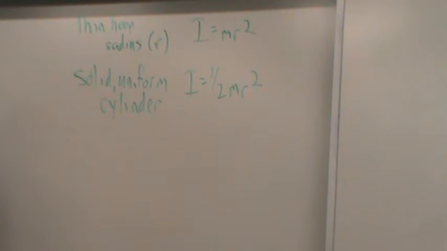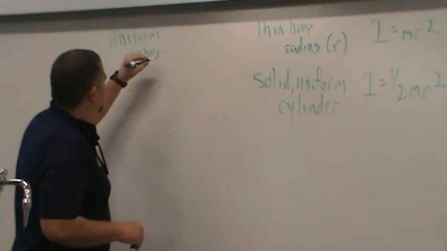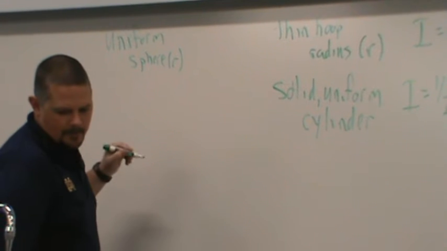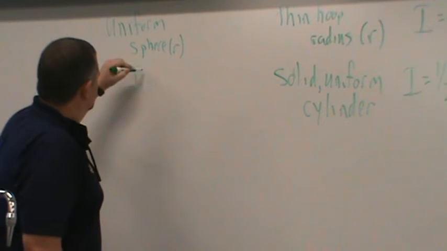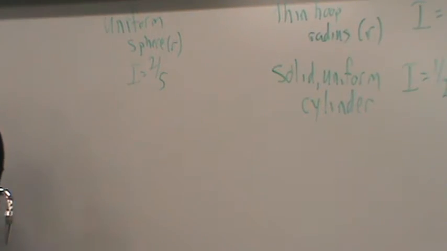Now, a uniform sphere will have a radius as well. The fraction that we're going to put out in front of mR squared would be 2/5.